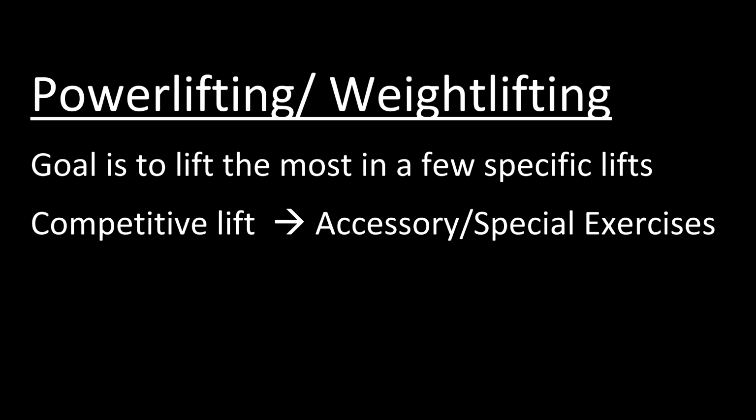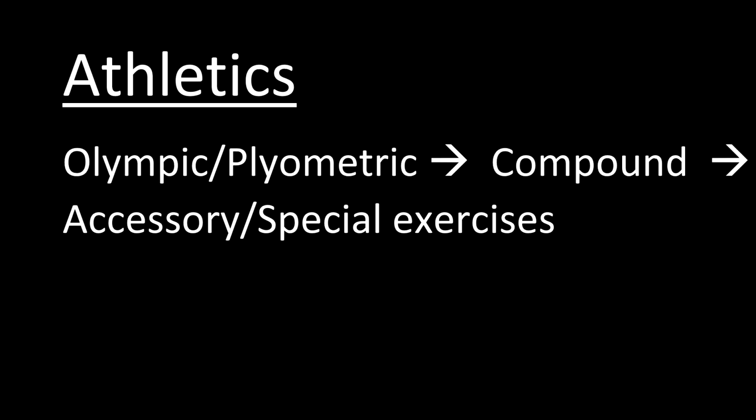Workouts are structured from focusing on the competitive lift down to accessory or special exercises. Again, we're still working big to small, the most important thing first. In athletics, different sports, or sometimes even general strength training, we're working from Olympic or plyometric activity, things that involve jumping or speed, down to compound exercises, then down to accessory or special exercises.